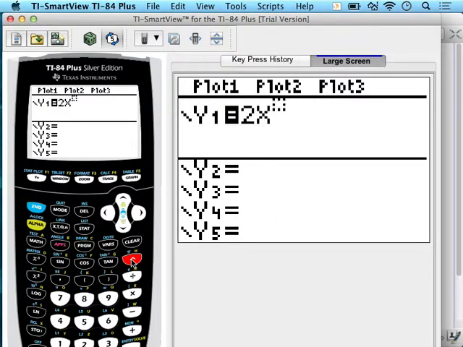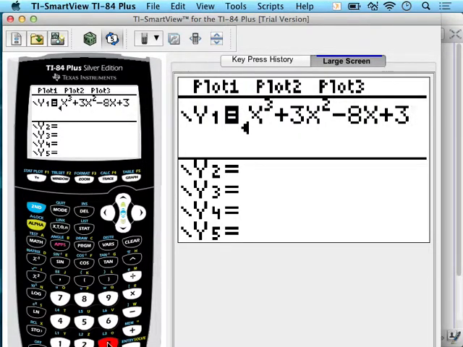2x to the third plus 3x squared minus 8x plus 3. And you want to make sure you have everything typed in properly.